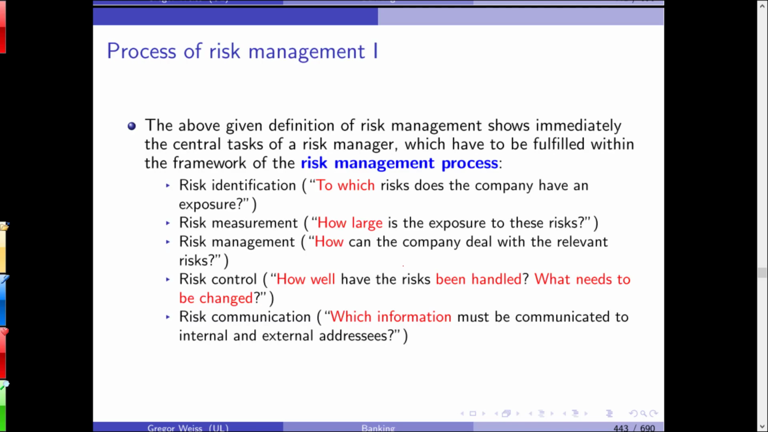What's the risk management process? The risk management process basically is the idea that you start by identifying risks, you measure it, you manage it, and you disclose it, you control risk, and backtest it, and then start over.